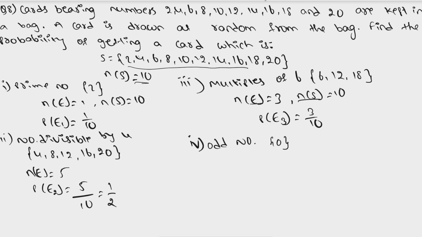We don't have any elements here. Favorable outcomes, n of E, is equal to 0, and our n of S is equal to 10. And we know 0 divided by anything is 0. The probability of getting this fourth event is 0. We don't have any odd numbers here.